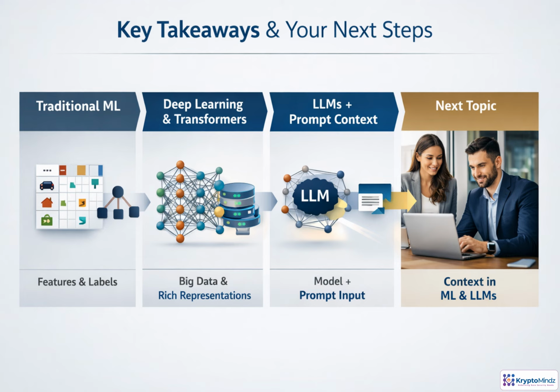You've now built the foundation. Traditional ML depends on features and labels, deep learning learns richer representations, and LLMs combine learned parameters with prompt context. That difference explains why context becomes so important, and why techniques like RAG and fine-tuning matter. Next, we'll sharpen what context really means.